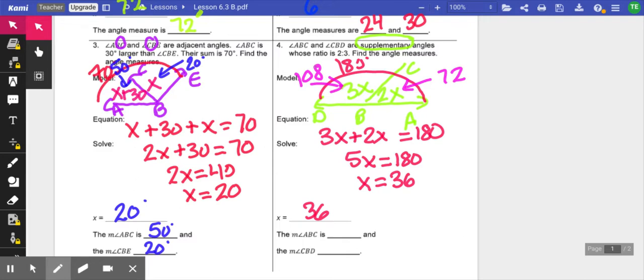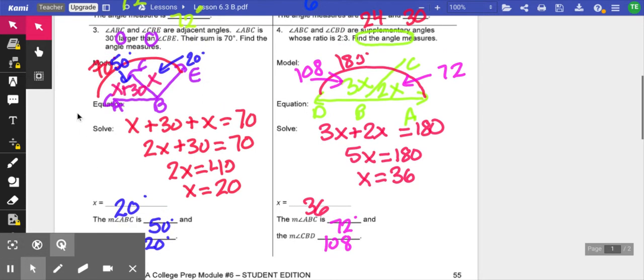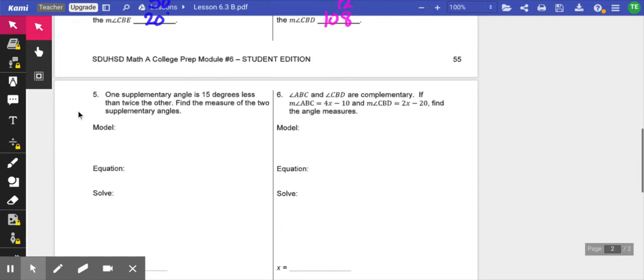Then I label my stuff. Angle ABC, that was 72 degrees. And CBD, that was 108 degrees. Okay, I'm moving on again. If you're not caught up, you just hit the pause button. Here we go. Next page.